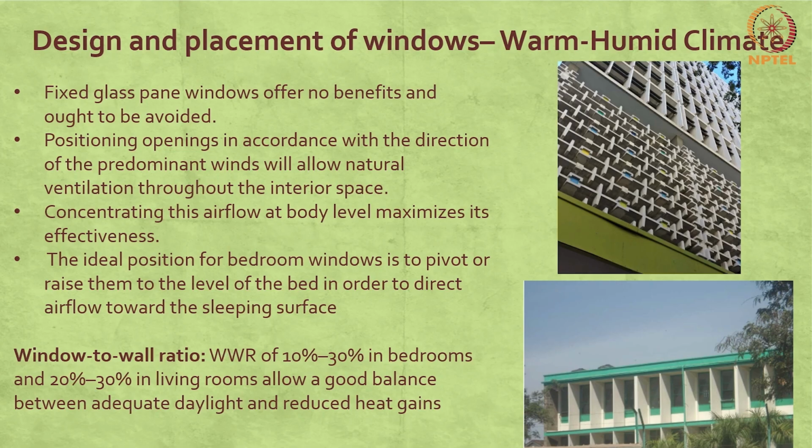Window to wall ratio of 10 to 30% in bedrooms and 20 to 30% in living rooms allow a good balance between adequate daylight and reduced heat gains.